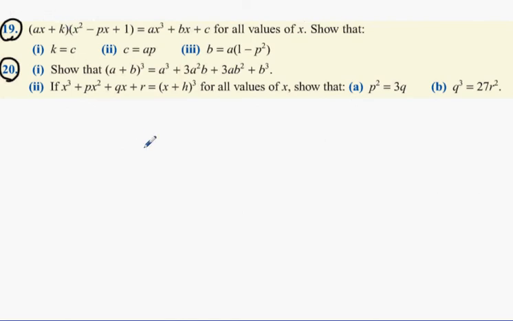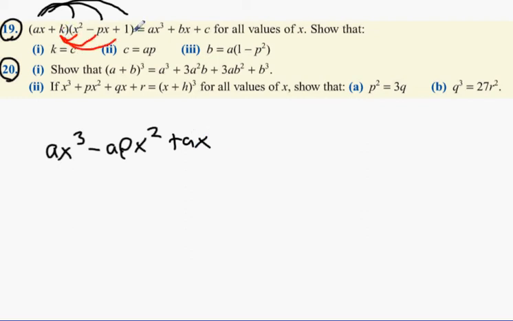This one here. Rory, tell me how to start this one. Okay, and when you multiply it out, what do you get? ApX squared. You're multiplying slightly different than me. It's okay. Start off with k now. Minus kpx, yeah. Plus k. And that all equals? What does it equal?